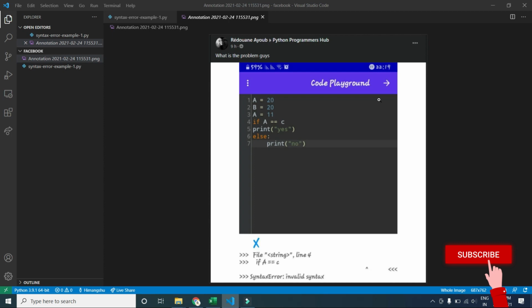Today, I got a query. I saw a query on the Facebook Python Programmers Hub group, posted by Radon IO. He is facing a syntactical problem that's common for beginners, and I'm trying to explain it so Radon IO can understand what's wrong and what needs to be done. So this is his query.